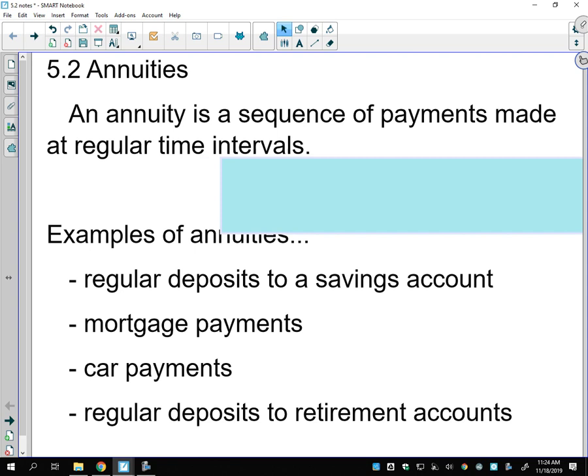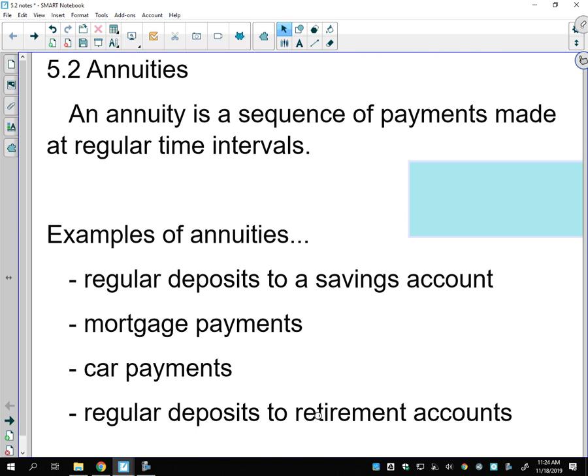So an annuity is a sequence of payments made at regular time intervals. Some of those could be you putting in money to save up, like regular deposits into a savings account, maybe every time you're paid, you put $20 in a savings account. Or it could also be things you're paying, like mortgage payments or car payments, any kind of payment where you make the same payment every month.